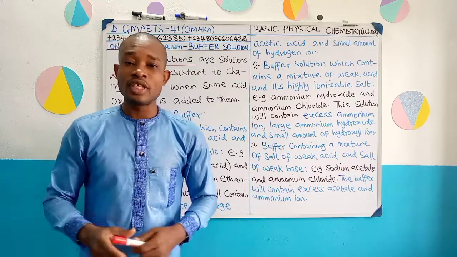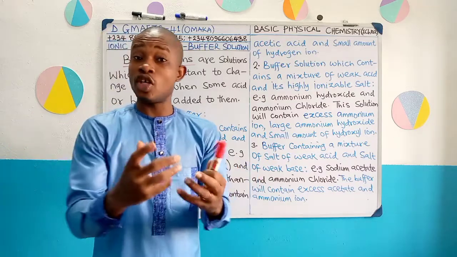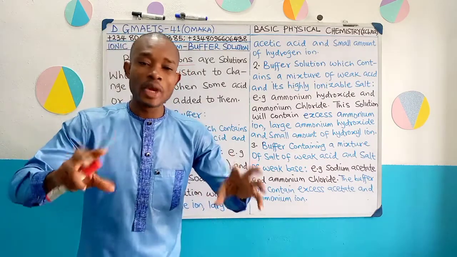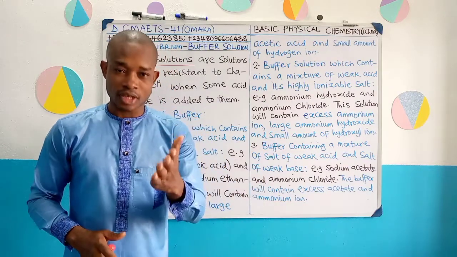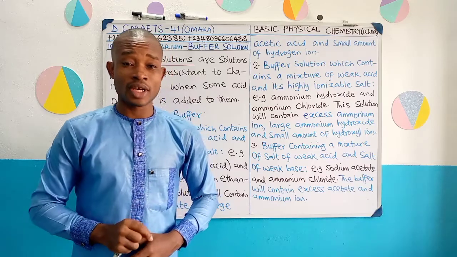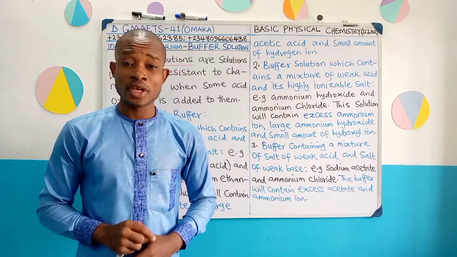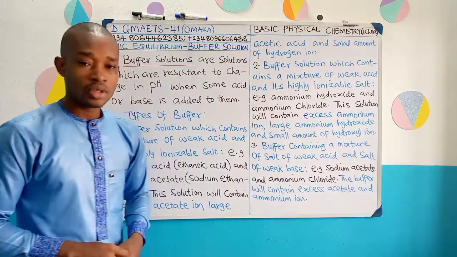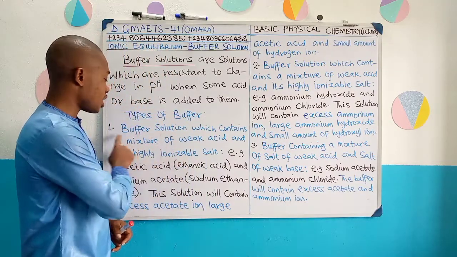Please, before I move on into this, I want to state generally that buffer solutions are usually formed from weak substances. Take note of that. So type 1 of buffer solution we're going to look at is a buffer solution that contains a weak acid and its highly ionizable salt. That is type 1.